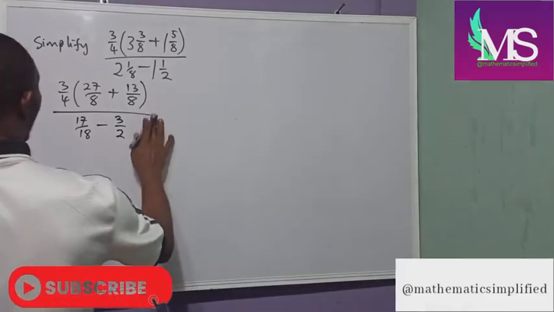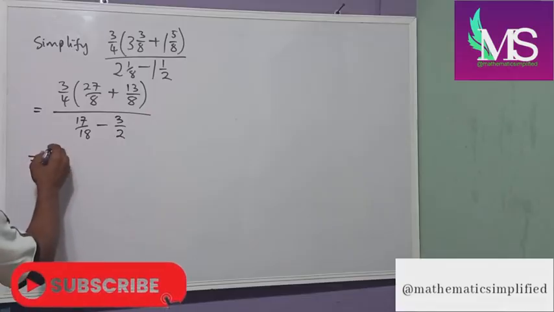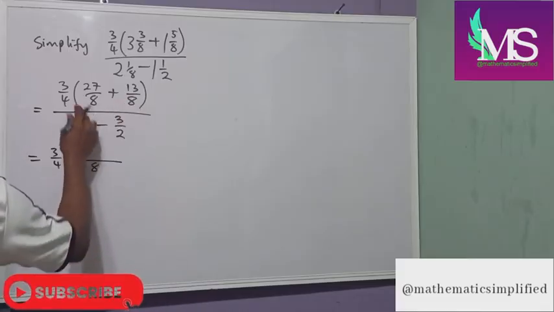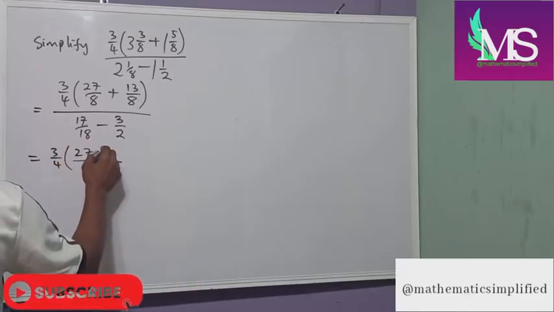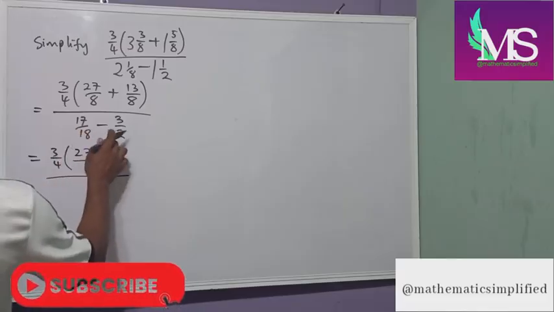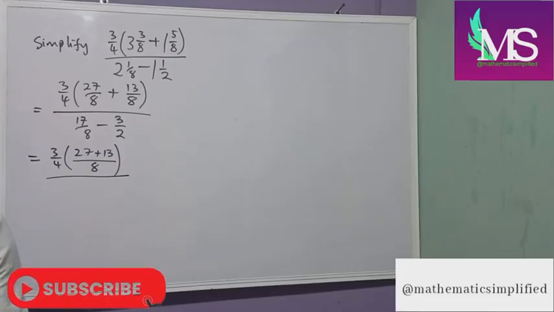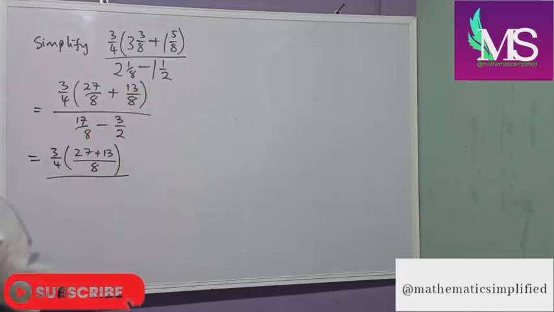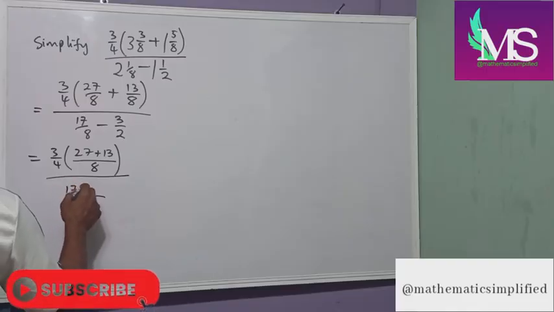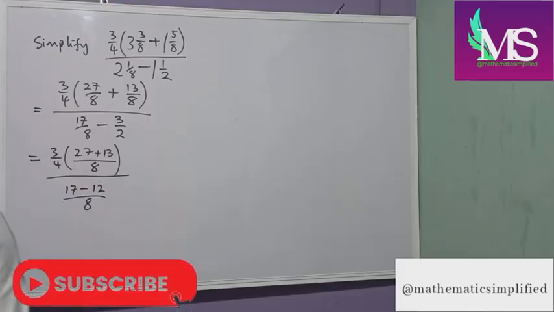Now, still working on our numerator, we are having it as 3 over 4 bracket LCM 8, alright, 27 plus 13, okay, all over 8. The LCM of 8 and 2 will be 8, leaving us with 17 minus 2 into 8, 4. 4 times 3, 12. Okay?